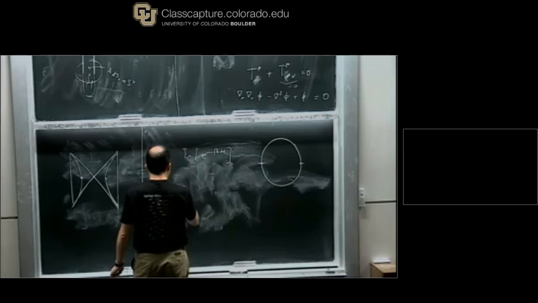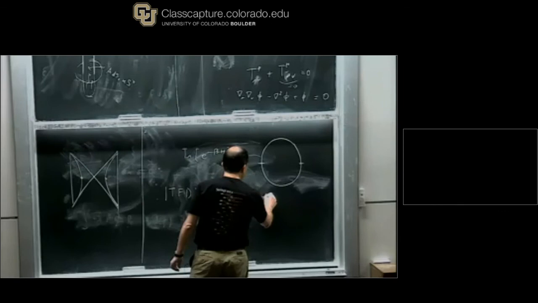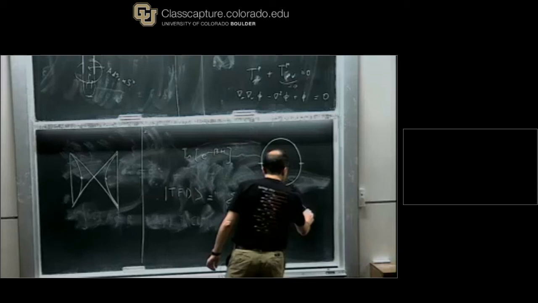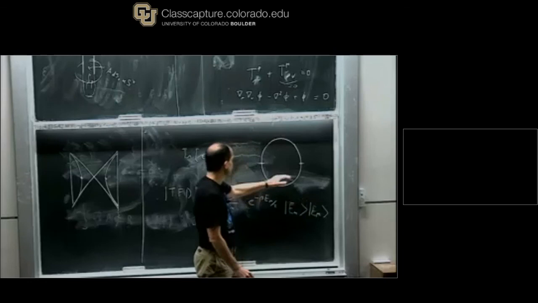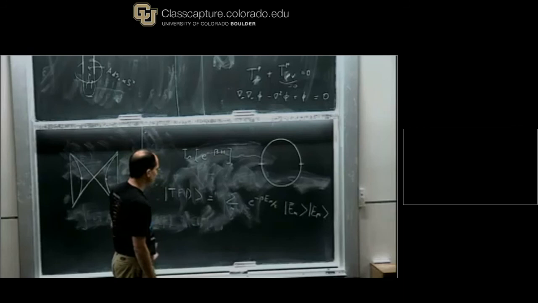prepares something called the thermofield double, which is a state given by a sum over all the energy levels of e to the minus beta E_n over 2, and then we have the state for one energy level on the right and the CPT conjugate state on the left. Okay. So here we're moving forwards in time, that's why we have this. And here we have essentially the same thing but moving backwards in time, that's why we have this CPT conjugate. Anyway, so we have this thermofield double, and then we can continue this to Lorentzian signature.